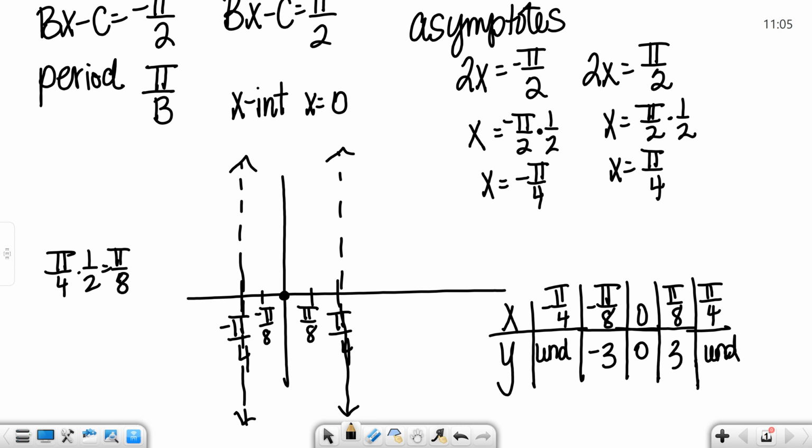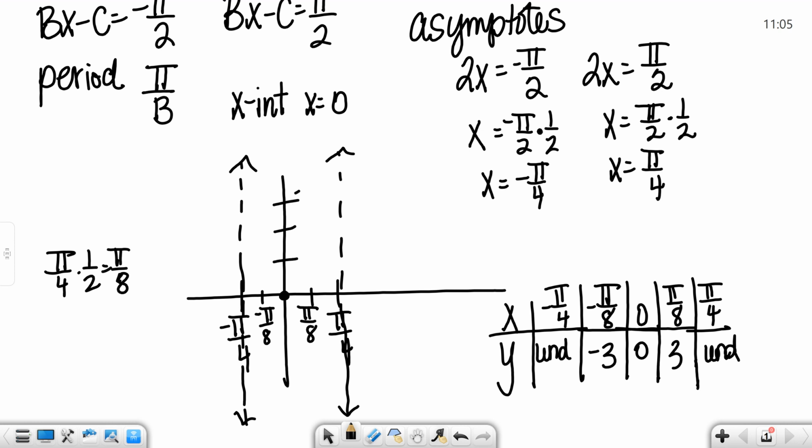And this one should be the positive. All right, because typically in tangent it goes undefined, -1, 0, 1, and undefined. So the only thing that changes here is that our amplitude is 3, so it has to go up to 3 and down to -3. Now we're ready to graph.